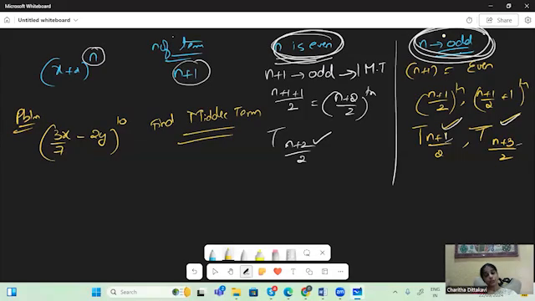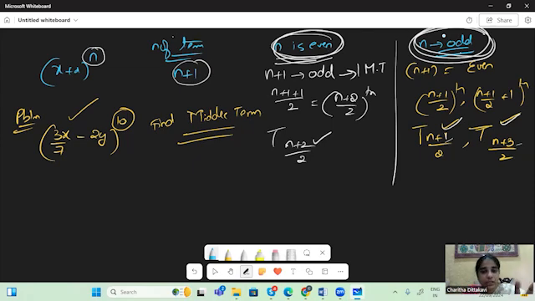So to understand the utility, the applicability of this concept, let us go with the problem: (3x/7 - 2y) whole to the power 10. Find the middle term in this expansion is our question. Now coming to the middle term, I have given you power 10. Now you tell me how many terms are there in the expansion. How many terms? 11 terms, isn't it? So is 11 an even number or odd number? Odd number. So with an odd number, obviously, we will have only one middle term.